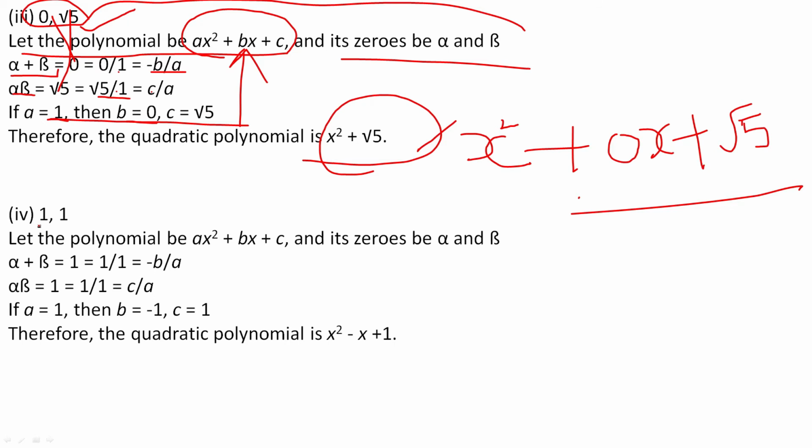Fourth sum: the sum of the zeros of the polynomial is given as 1, and the product is also 1, both values are 1. So alpha plus beta is 1, alpha beta is also 1. So minus b by a, c by a. The denominator we can take as 1, because 1 by 1 is nothing else, it is 1 only. So a is 1, b is equal to minus 1, because instead of minus b here minus 1 is there. C is 1. Applying these values in the standard form, you will get 1x square minus 1x plus 1. Like that you can solve the sums.